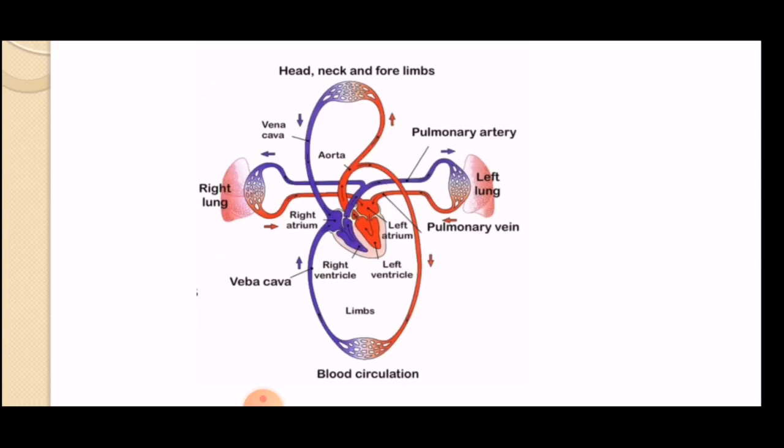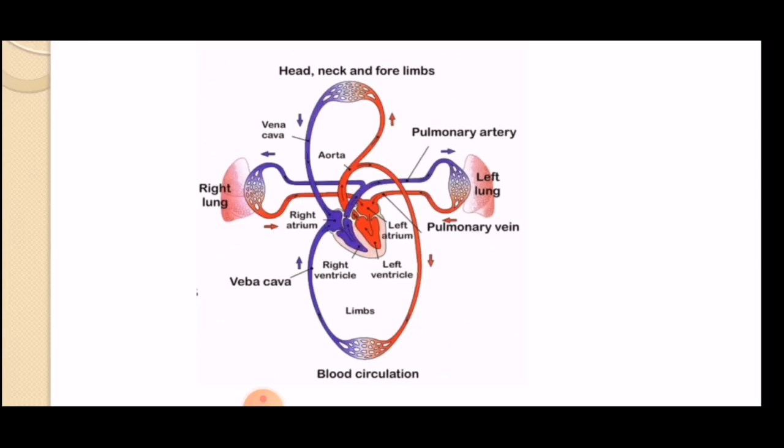Then the blood flows from the left atrium to the left ventricle through a valve. Then the blood flows from the left ventricle to all the body cells through the large artery called the aorta. The blood is rich with oxygen, oxygenated blood, from the left ventricle through the aorta to all the body cells.